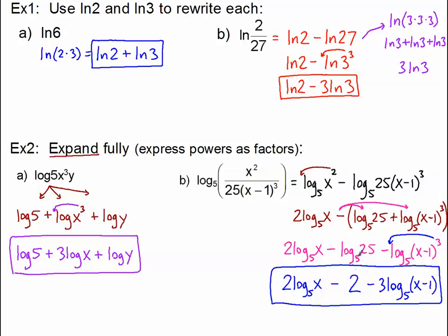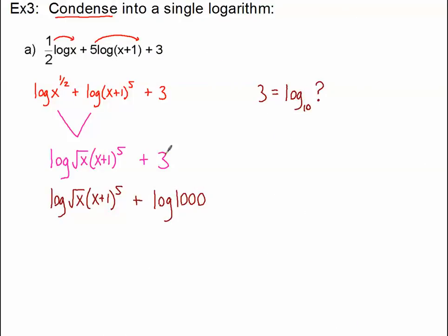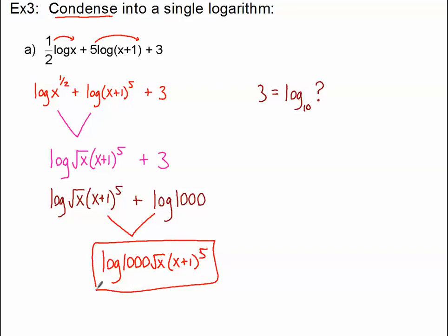I know that 2 has many names. Log base 5 of 25 is one of them. In this case, this 3 needed to convert into logarithmic form, but it needed to be base 10, so that's why I needed 1,000 right here. And now I can do the last step, which is to condense one more time with this plus sign into a single logarithm, and I'm going to put the 1,000 first. 1,000, then the square root of x, then the x plus 1 to the 5th power. Condensed all into one single logarithm. That's a good problem.